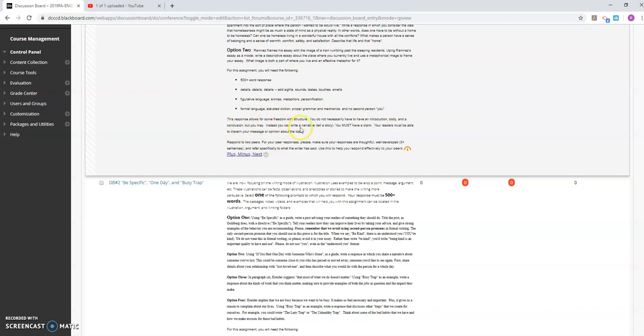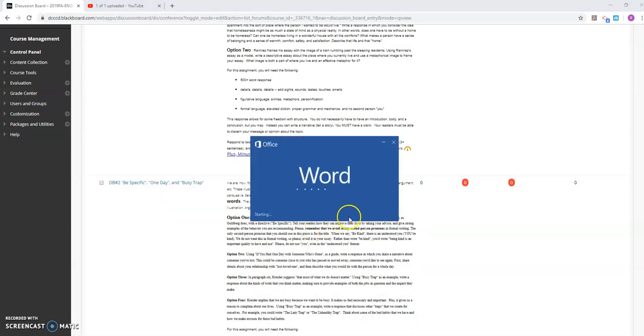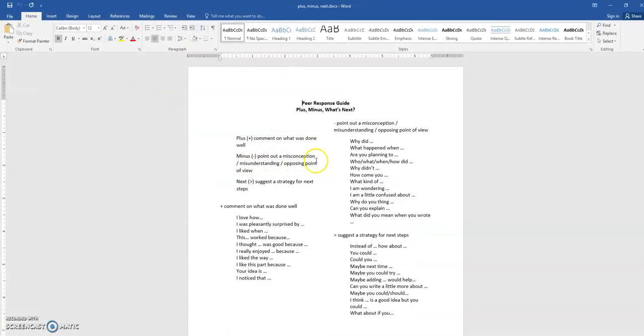Okay. And you will also need to respond to two peers. And this is the form you use. It's called plus, minus, next. And so what it does, it's basically 3 sentences of peer response. So you offer a comment on something positive. And these are sentence stems that you can use. Please be specific and refer to specifically what he or she has said. And so don't just say, I like how you use details. Be more specific. I like the way you describe your neighborhood as loud and vibrant. Okay. You actually will cite something they've said.